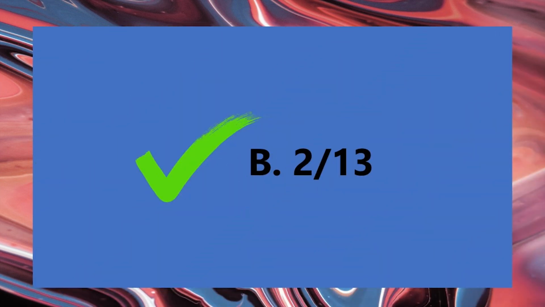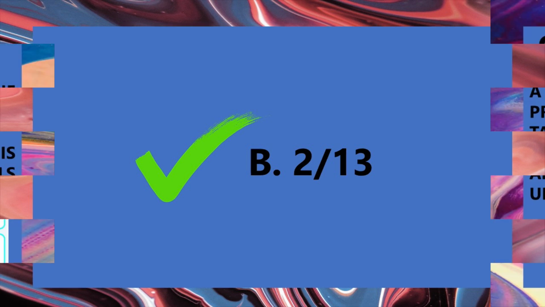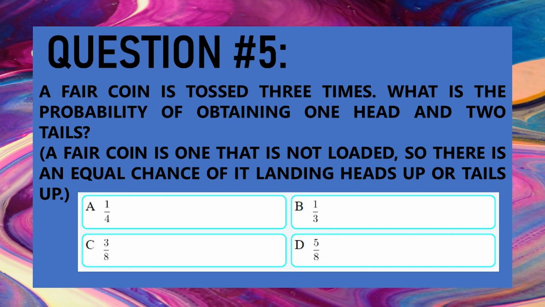And the correct answer is letter B, 2/13. Question number 5. A fair coin is tossed 3 times.